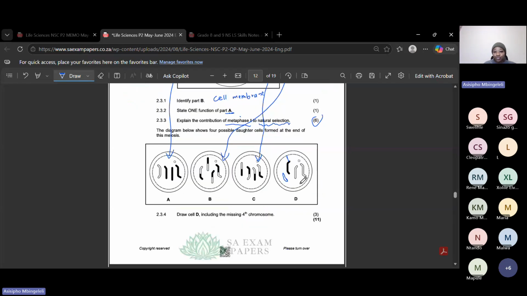So they're saying draw cell D, including the missing chromosome. This would be a drawing. So this is your cell membrane, and this would be your nuclear membrane, and this would be chromosome 1, chromosome 2. That's the chromosome that is unshaded, and then the last one that is shaded.